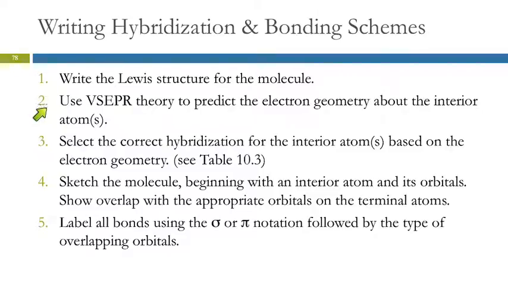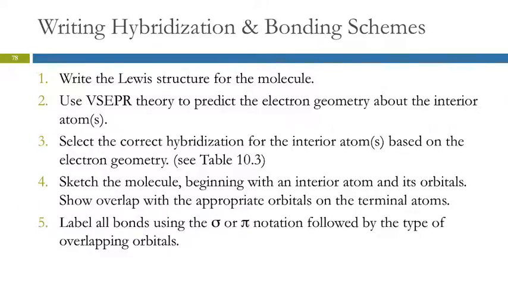Use VSEPR theory to predict the electron geometry around the interior atoms. Select the correct hybridization based on the electron geometry. Try to do it without looking at table 10.3. Sketch the molecule. Start with the interior atom and its orbitals, showing overlap with appropriate orbitals on the terminal atoms, and then label everything. I'm not going to make you sketch, but I am going to make you label stuff.